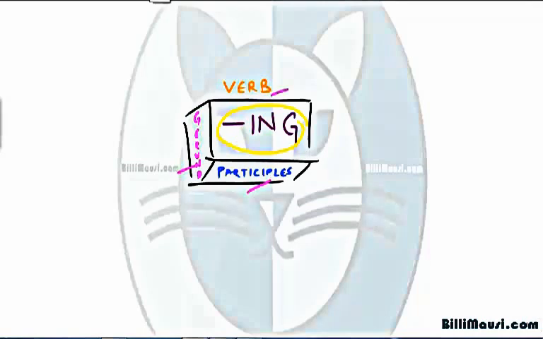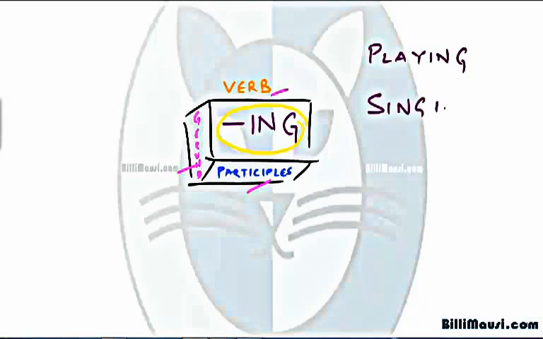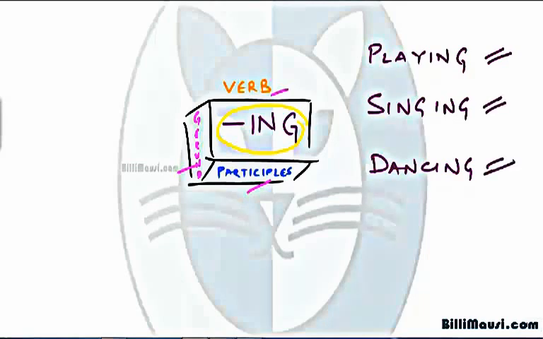I'll give you a small exercise. Let's do that first, okay? And I will let you know why we are doing this and how this can help you in your reading comprehension skills also. So write a couple of words like playing, singing, dancing. Okay, what can you tell me about these words? Are these verbs, nouns, adjectives, or what?